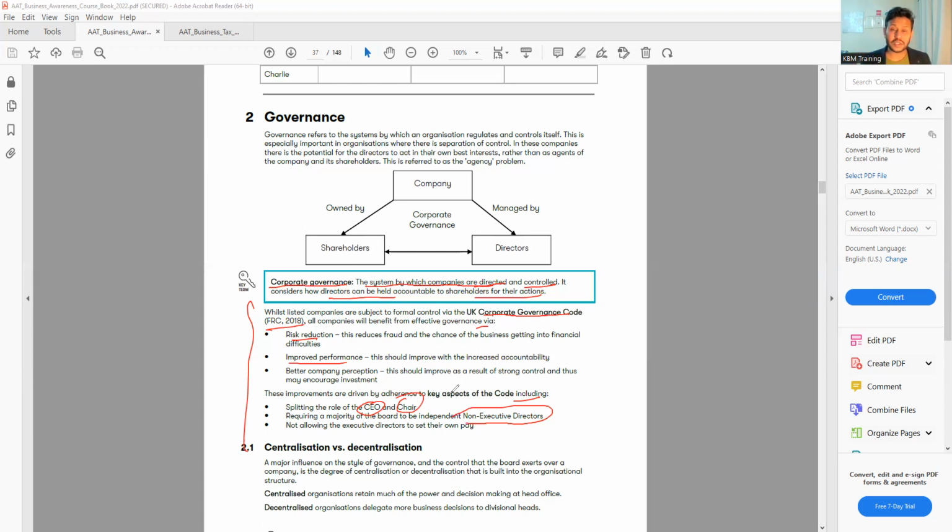Now in the board, there are two groups. One is executive directors and one is non-executive directors. Let's talk about that later. Executive directors are the people who are full-time employees of the company, but the non-executive directors are not full-time employees of the company. They come as part-time for the company. They work somewhere else. They just come to the company when a decision will be taken.